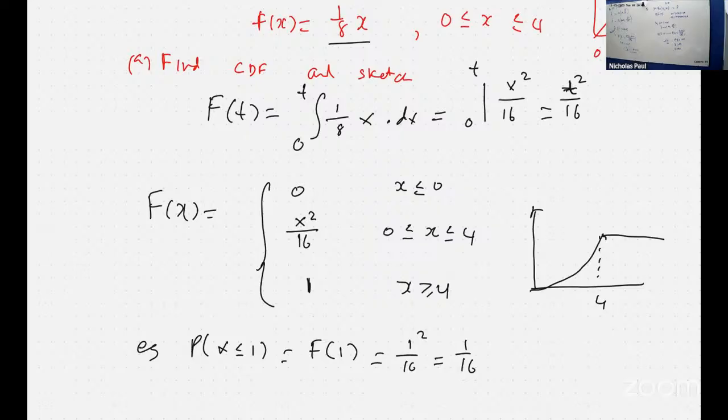Any questions? If I ask you to find the median, just find F of m equals 0.5. If I ask for Q3, it's 0.75, and so on.